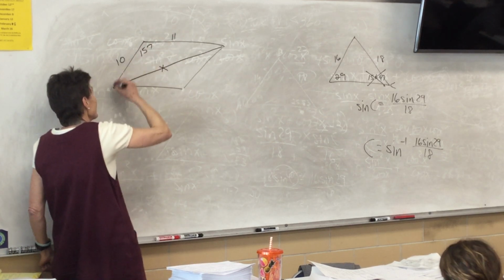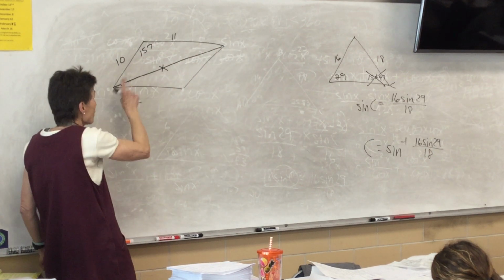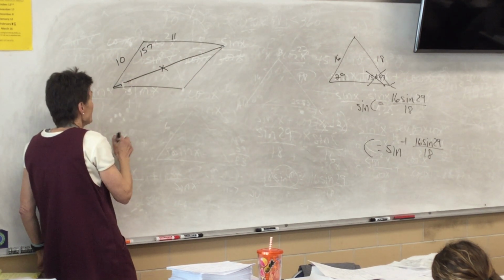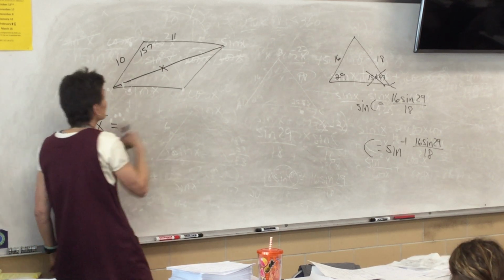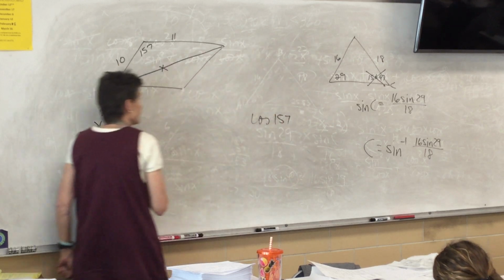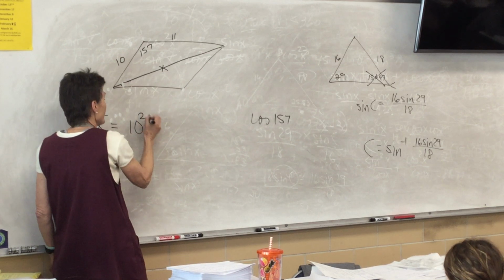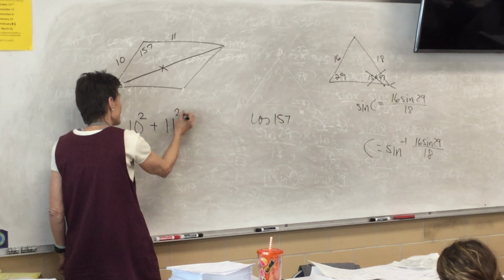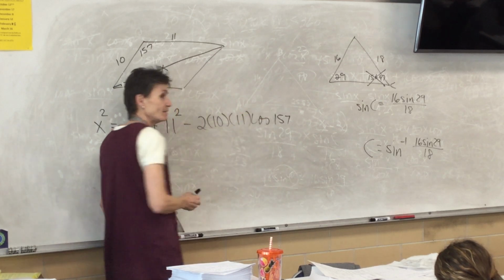Because if I look here, I don't have both. If I look here, I don't have both. If I look here, I don't have both. That's a triangle. So my law of cosines has an x squared out here and a cosine 157 out here. And then what's in the middle? 10 squared plus 11 squared minus 2 times 10 times 11.